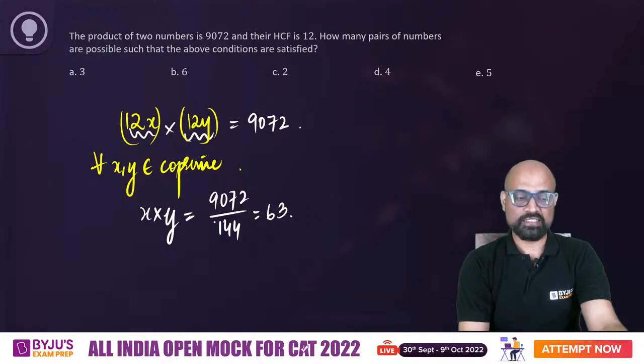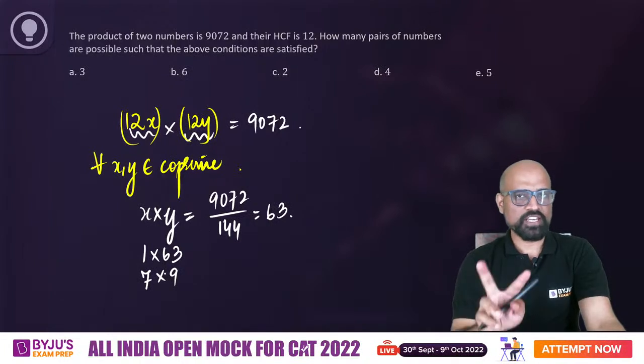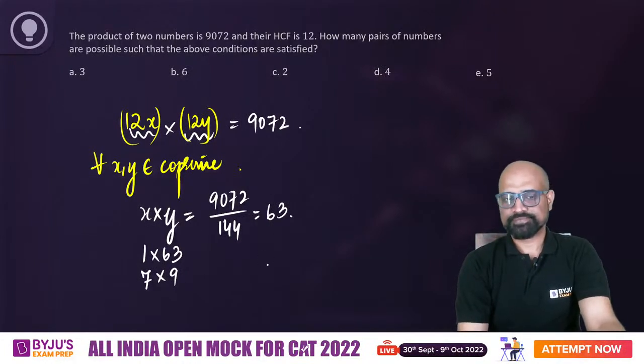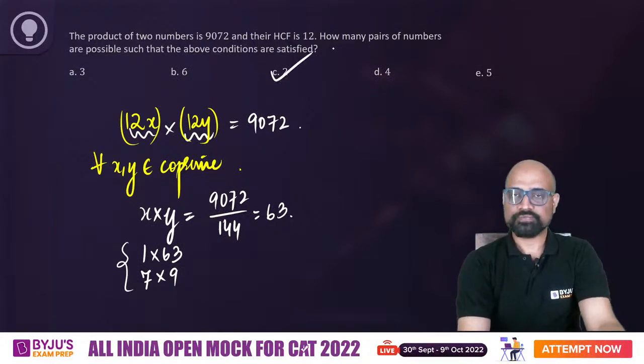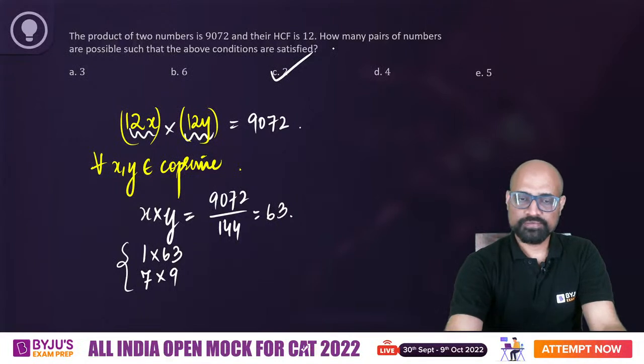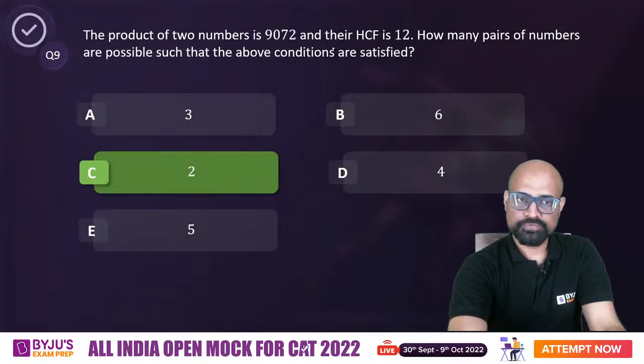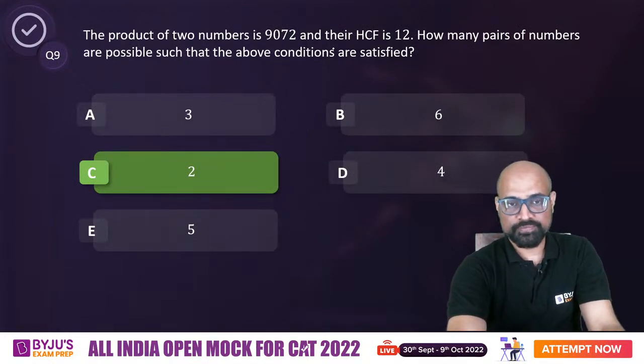That tells us that we can have 1 into 63, one way, and another, 7 into 9. Any more ways of writing 63 as a product? So there are two ways. ठीक है? Two. So there are two pairs of numbers whose HCF is 12 and their product is 9072.